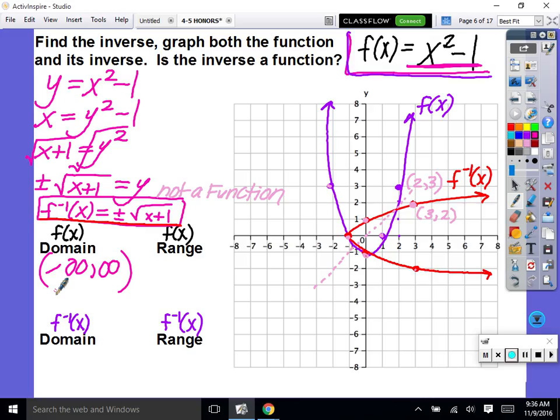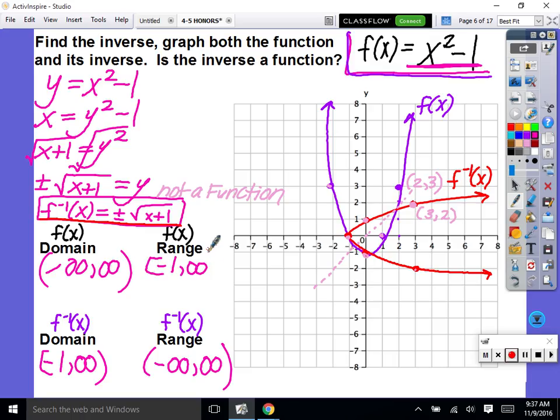Okay, so what will my range be on my inverse? Yep, negative infinity to positive infinity. Now I like to focus in on domain, so let's look at the inverse's domain. I'm going to look at the function. What is the domain? -1, because that has to be greater than or equal to 0. So -1 to infinity, bracket, parenthesis. So our range on our original is also -1 to infinity.